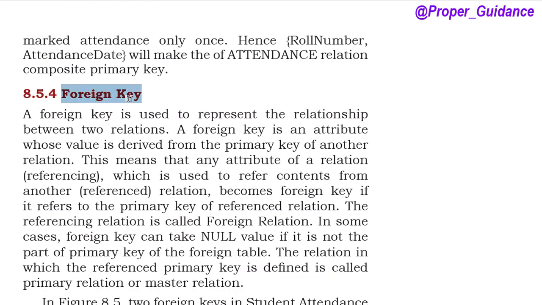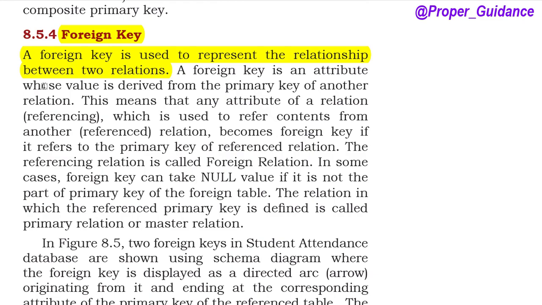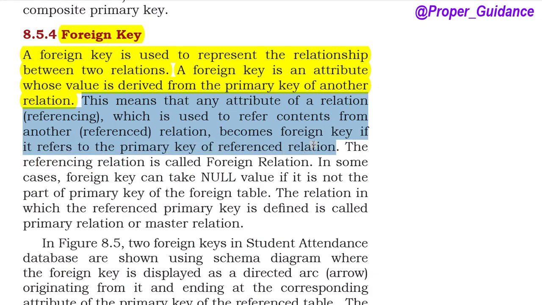Next one, foreign key. A foreign key is used to represent the relationship between 2 relations. A foreign key is an attribute whose value is derived from the primary key of another relation. The foreign key concept is very important in relational databases, so please understand it properly. This means that any attribute of a relation which is used to refer to contents from another relation becomes a foreign key if it refers to the primary key of the referenced relation.